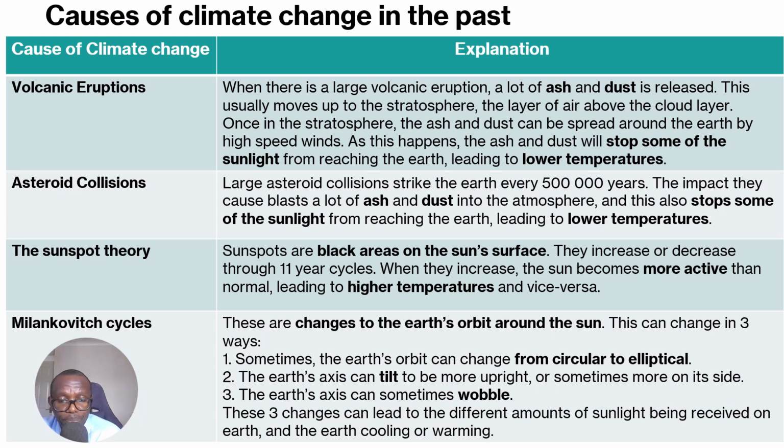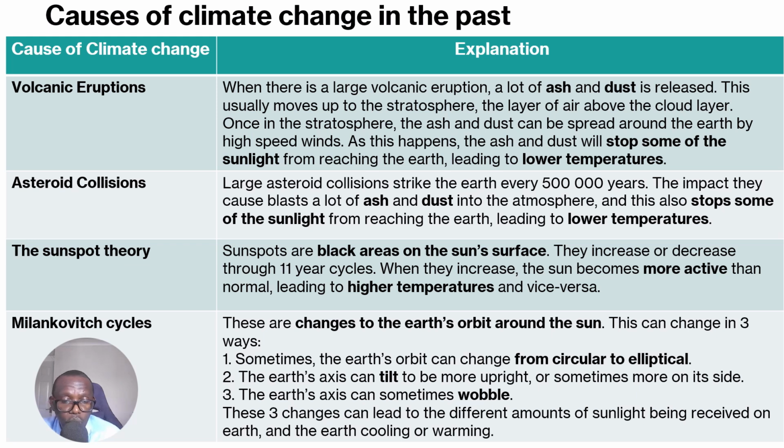Now, the third cause of past climate change is the sunspot theory. So sunspots are black areas on the sun's surface, and they increase or decrease through 11-year cycles. So when we have more sunspots, the sun becomes a lot more active than normal, leading to higher temperatures, which means that during those periods when the sun has a lot more sunspots, the earth is going to be a lot warmer than the periods when the sun has fewer sunspots.